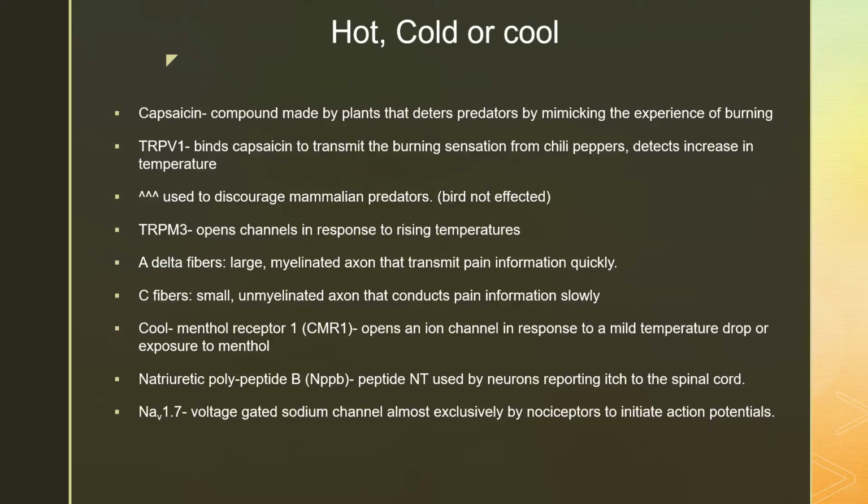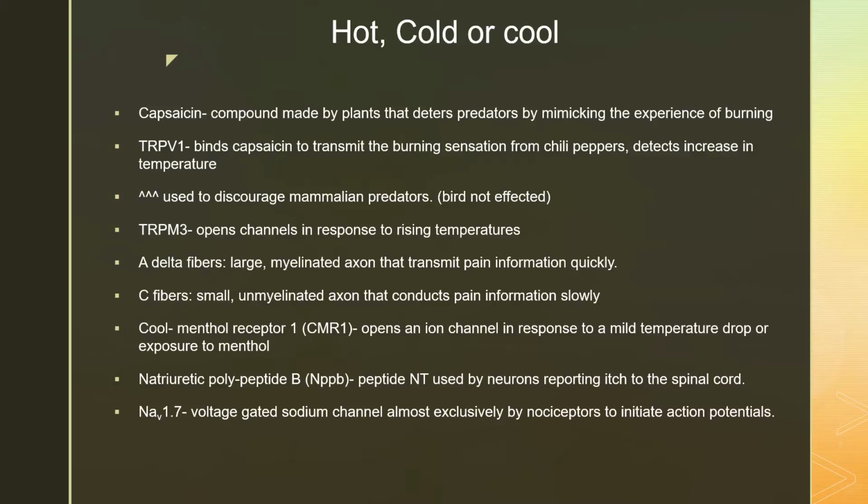Capsaicin is a compound made by plants that deters predators by mimicking the experience of burning. It's used to deter usually deer from eating chili plants, but birds don't get this reaction from it, and they're able to eat the chilies and spread them greater distances. So it's a pretty good way to show how smart evolution can work.